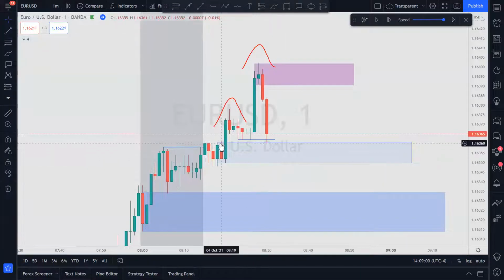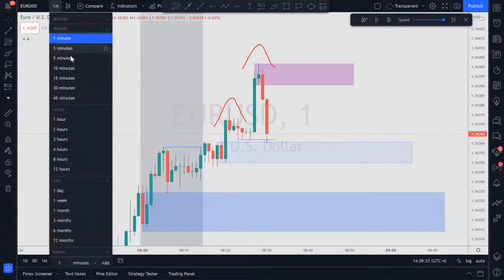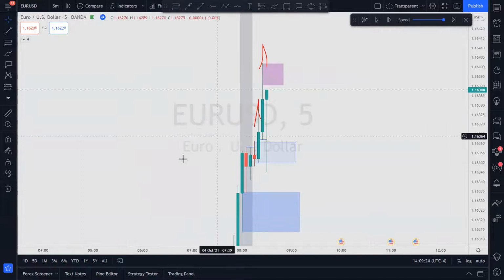All right, and we are touching on this order block here. Now, I'm looking for a transition. I'm looking for a positive transition. Would I take a bullish, would I take a buy here off of this order block? That's not something I'm attracted to.